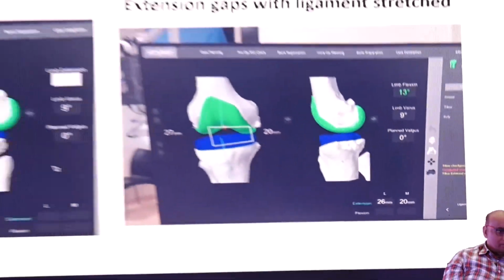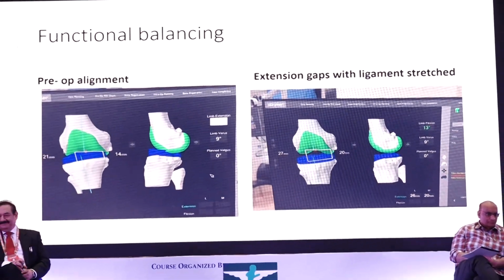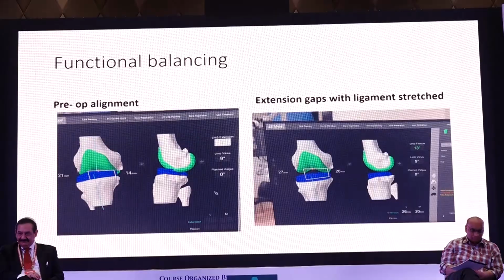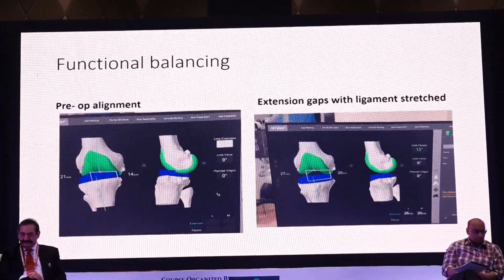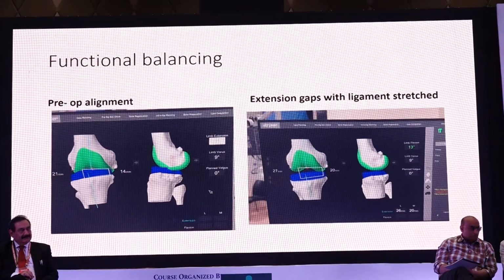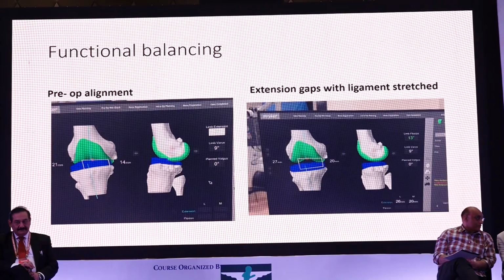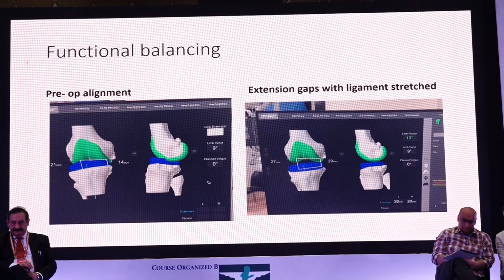So this is just to show you that I've got a gap of 21 on one side and 14 on the other side. With the implant I used, I want a gap of 18, 19 in both flexion and extension. So now you know that you have a gap of 14. I've done nothing. Then I have stretched the ligaments laterally and medially. My gaps have been recorded as 26 and 20. Now that's a very big gap.